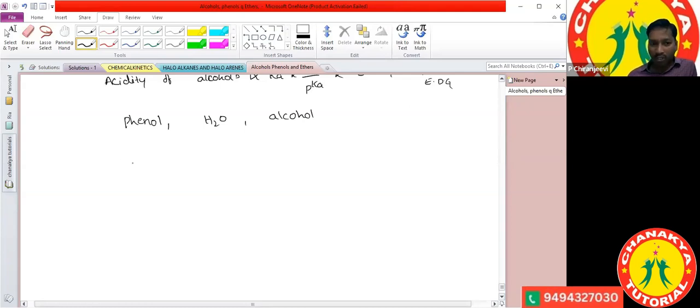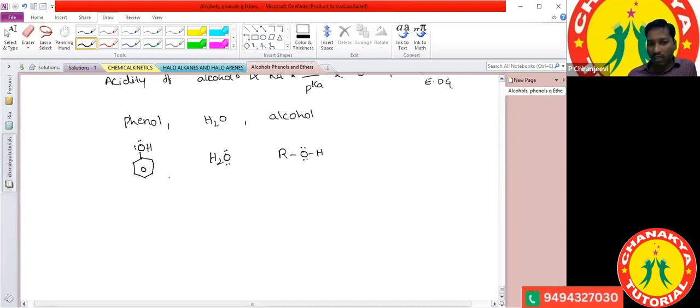First, you can draw the structure here. It is the phenol: the benzene ring attached to the OH group. The water molecule we can write as H2O. And alcohol: the general formula of the alcohol is R-OH. Here on the oxygen atom we have 2 lone pairs of electrons, in the water molecule the oxygen also has 2 lone pairs, and in phenol the oxygen also has 2 lone pairs of electrons.